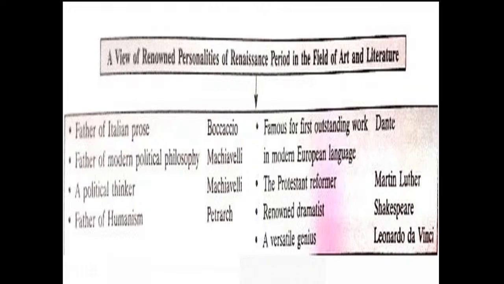इसमें जो सबसे famous होगा, you would have heard this name. The name is Boccaccio, B-O-C-C-A-C-I-O. You all would have heard this name. Boccaccio was the father of Italian prose. His greatest work was the Decameron, a collection of 100 short stories, which is considered one of the world's greatest books.